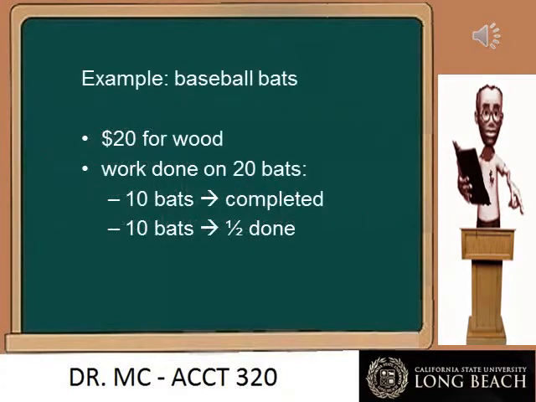We will consider two code word examples. Assume that your firm makes baseball bats. In a month, your firm spent $20 on wood for the bats that it produced. Your firm produced 10 complete bats. It also worked on 10 more bats, but only completed 50% of those bats.